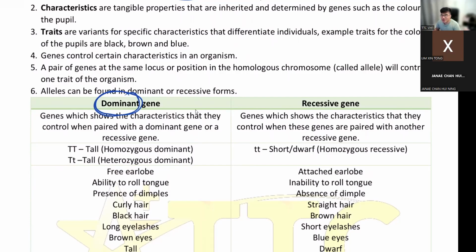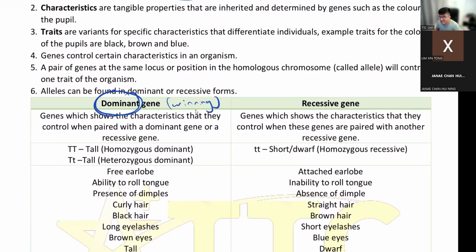Like if you have a koko or 姐姐, he's the dominant or she's the dominant one. Every sibling will point to him or her. Like your mom will ask any of you, what should we eat today? Don't know, ask 姐姐. 姐姐 will decide everything. So the oldest is usually the dominant, sometimes the youngest. So dominant is the winning one. The strong one is the dominant gene.